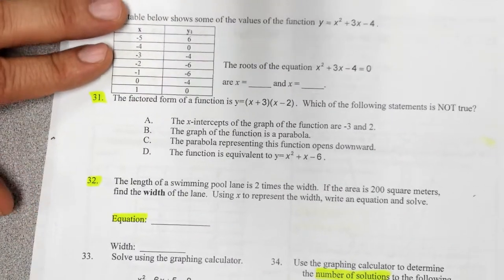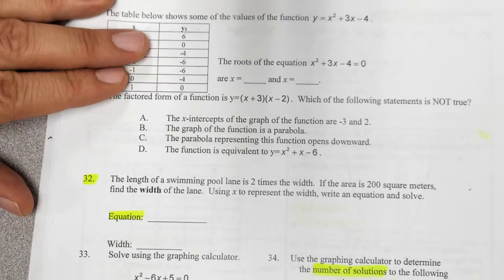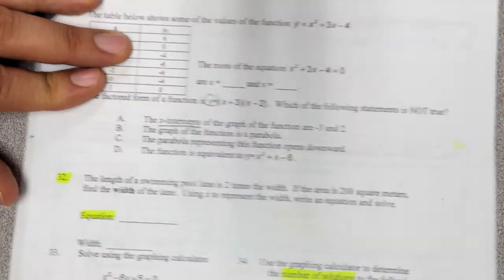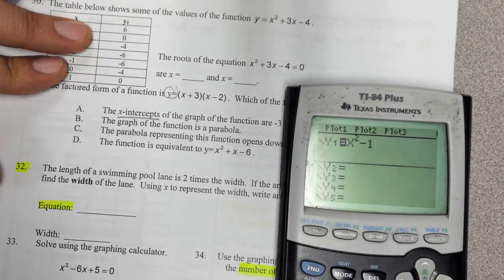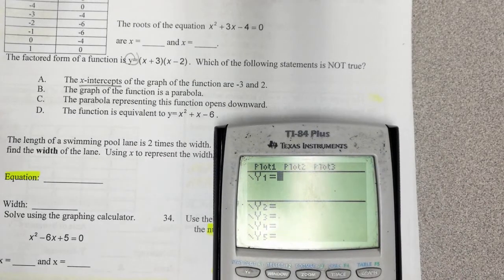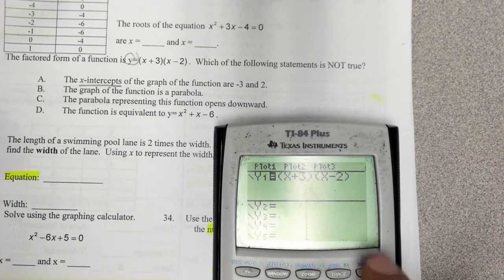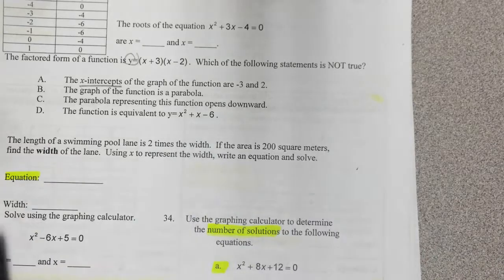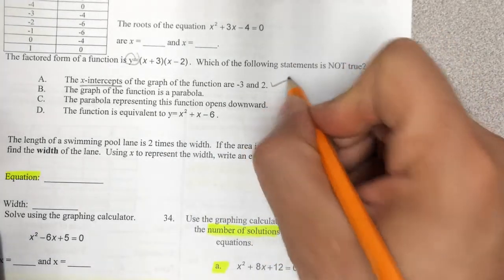Number 31, the factored form is right there. Which of the following is not true? First of all, they're asking for the x-intercept. It starts off with y equals 0. So all I got to do is go to y equals 0 and plug it in. x plus 3, x minus 2. And if I graph it, I can tell you right now where it crisscrosses at. Negative 3, positive 2. So at this point, this is correct.